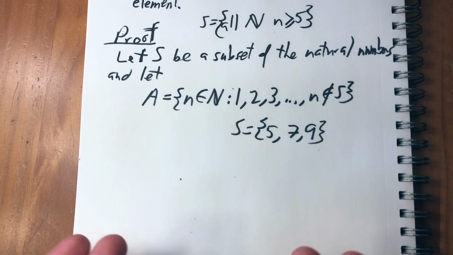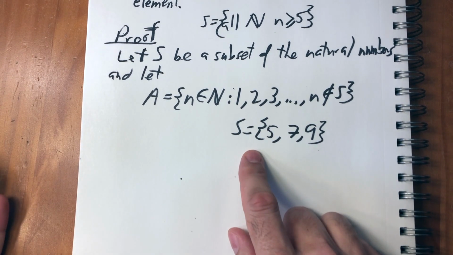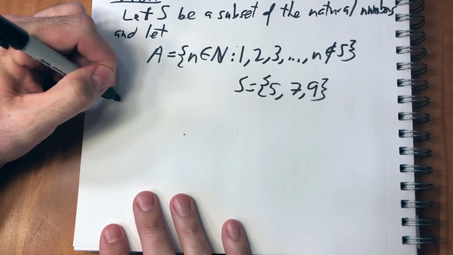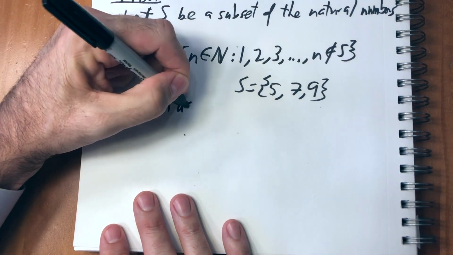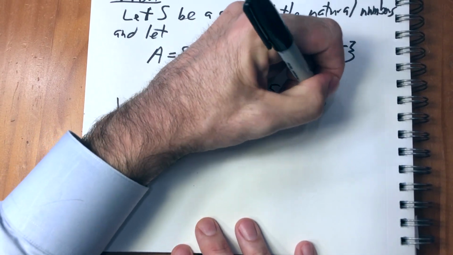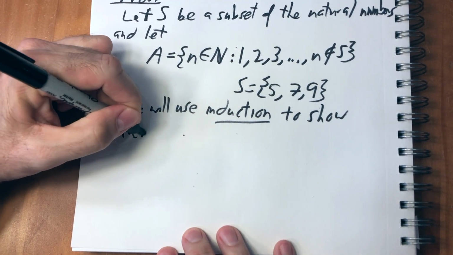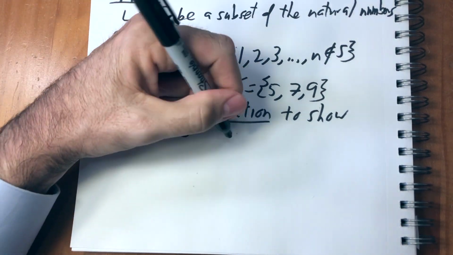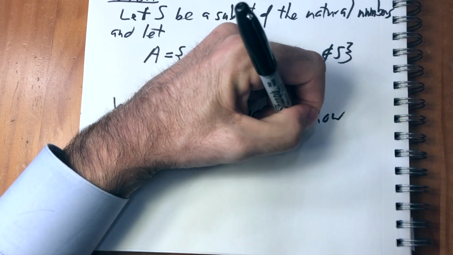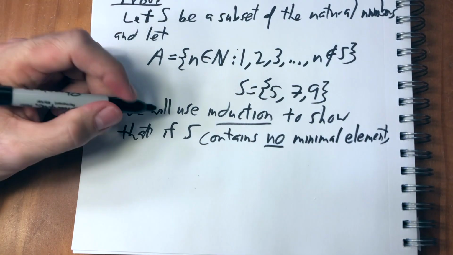The whole point of this proof is that either A is going to go on forever, or S is going to have a minimal element. That's how we're going to prove this. So we're going to use induction for the first time right now, the thing we just showed, to show that if S contains no minimal element, then S is the empty set.